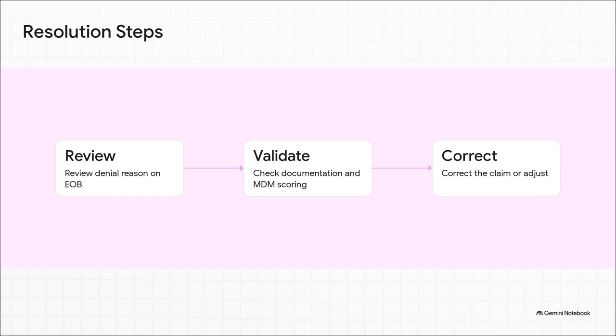Step 2, and this is where the heavy lifting comes in, you have to validate the documentation and recalculate that MDM scoring against current AMA and CMS EM guidelines. Your internal auditors need to review the chart totally independently of what was originally built. Basically, did the provider actually hit the requirements for that high level? And then step 3 totally depends on what you find in step 2. You'll either have to correct the claim or prepare your defense.